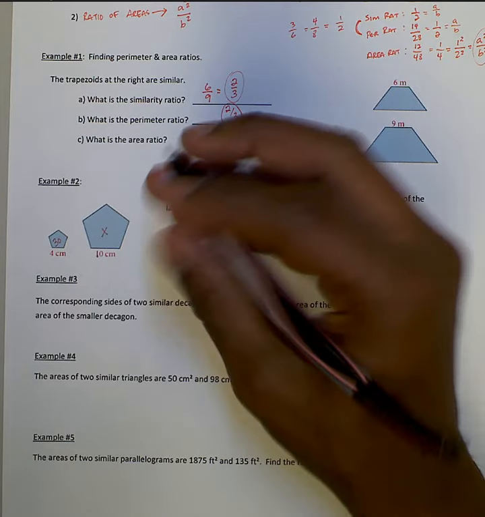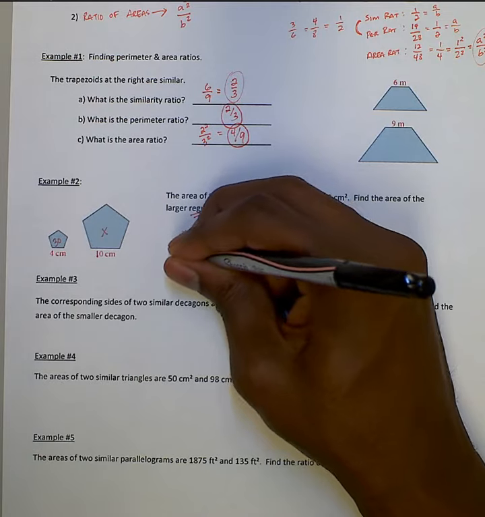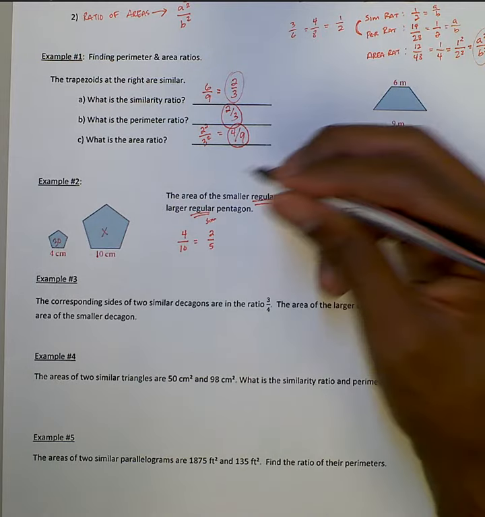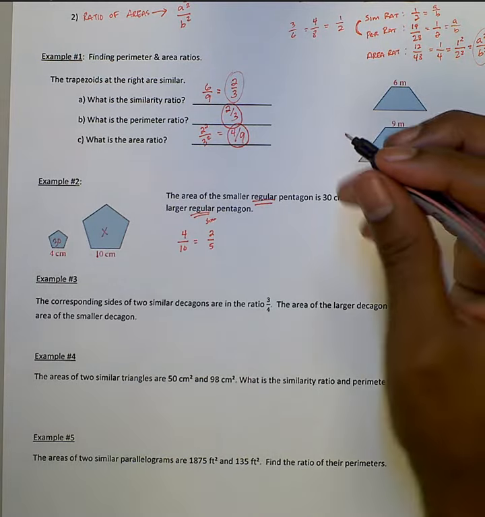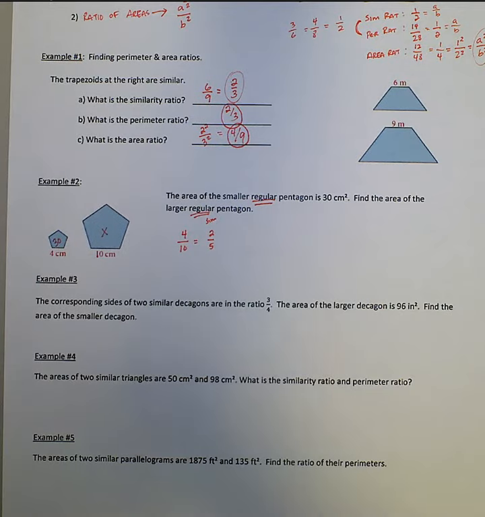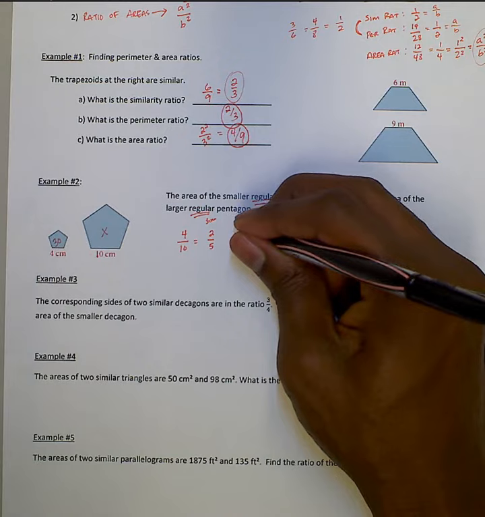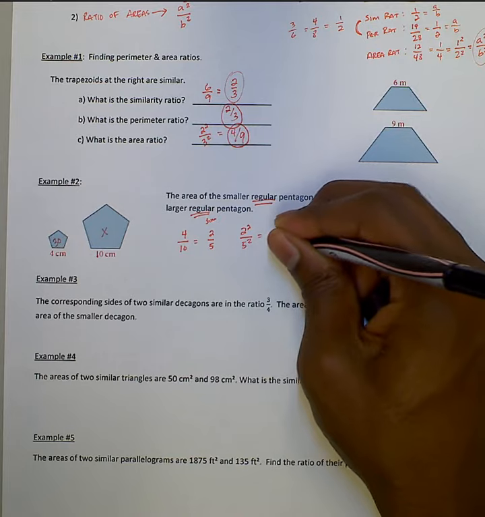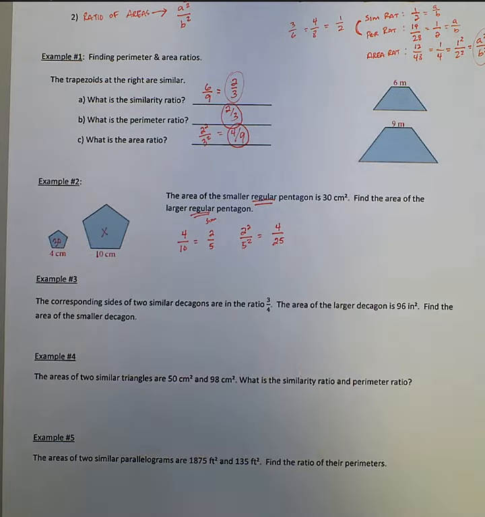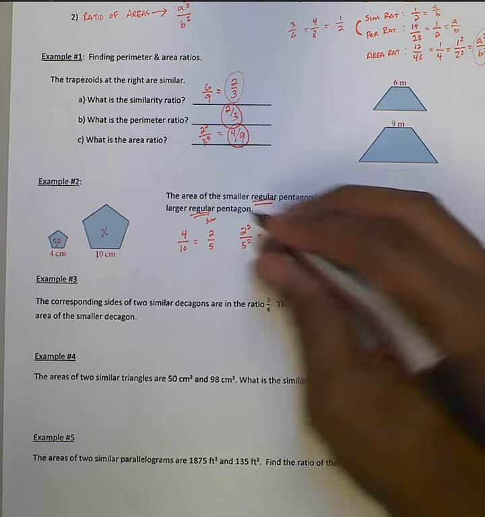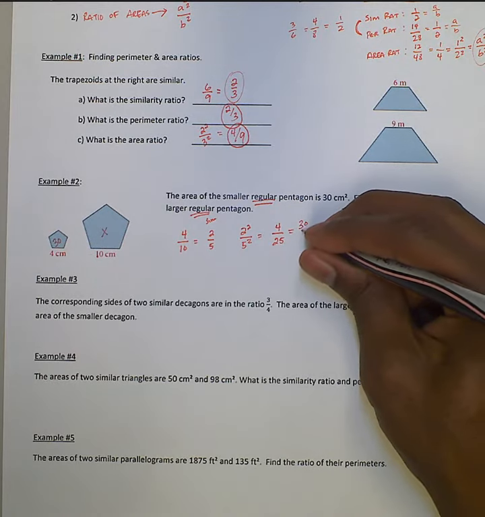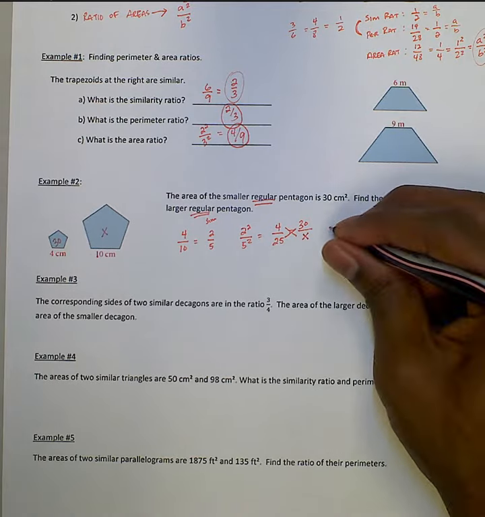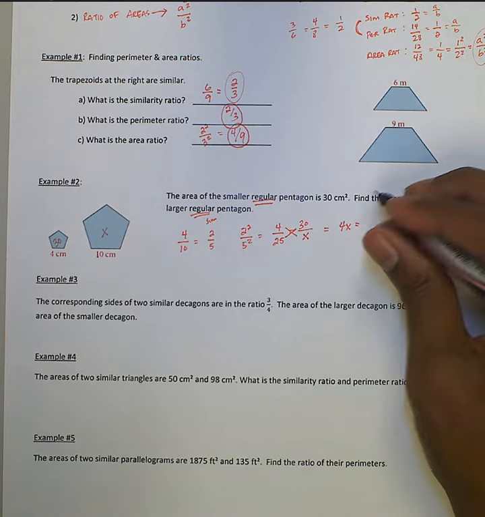In this case, our similarity ratio we can find by putting our corresponding parts and simplifying. So our similarity ratio should be 2 to 5. Then we change that to find the ratio of the areas. If our similarity ratio is 2 over 5, our ratio of areas should be 2 squared over 5 squared, or 4 over 25. So 4 over 25 should equal our small area over our large area. Cross multiply. 4x will equal 750.